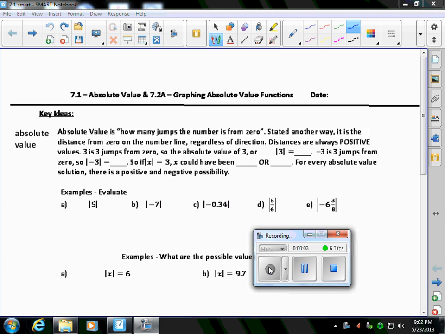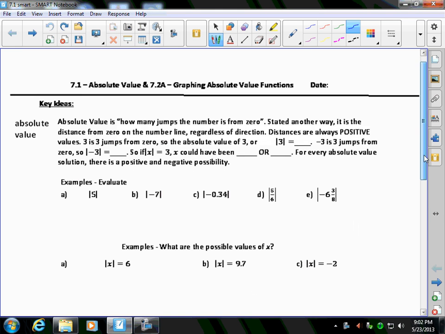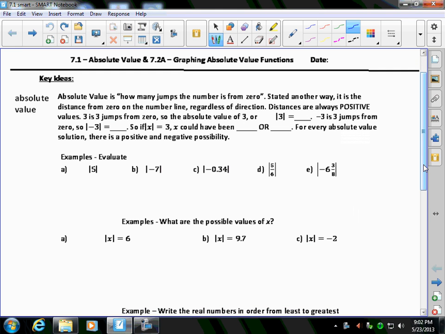Okay, we're going to do the first section, 7.1, and part of 7.2 together just because they kind of flow in. The first part is fairly short, a quick, easy review of absolute value. It says absolute value is how many jumps the number is from 0. Stated another way, it is the distance from 0 on the number line regardless of direction. Distances are always positive values.